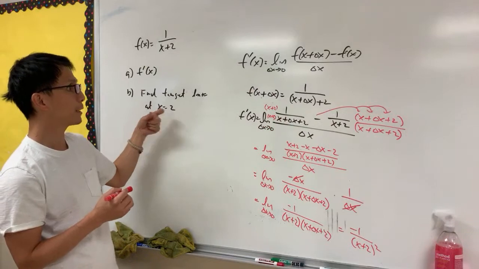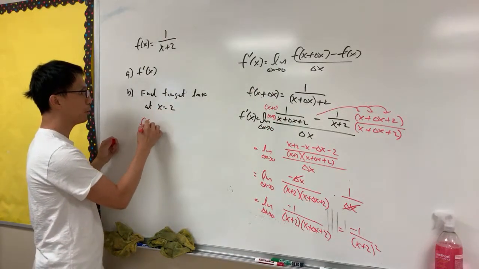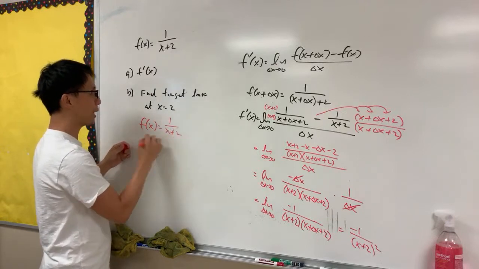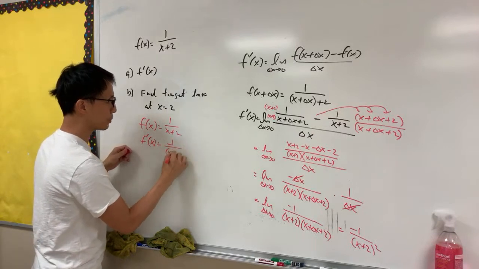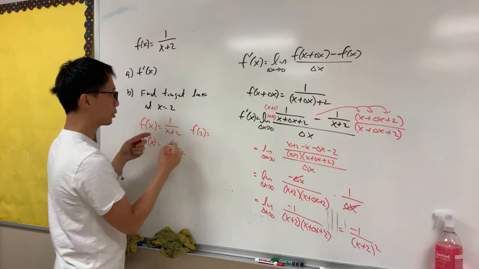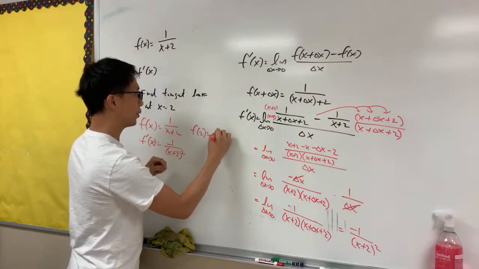And then if I want to find a tangent line at 2, I just plug in what? I'm going to plug in 2 into the original function. So the original function is like this. I'll write it down. f prime of x is equal to negative 1 over x plus 2 squared. So I'm going to plug in 2 on both, to get the original point. So 1 over 4, I think.